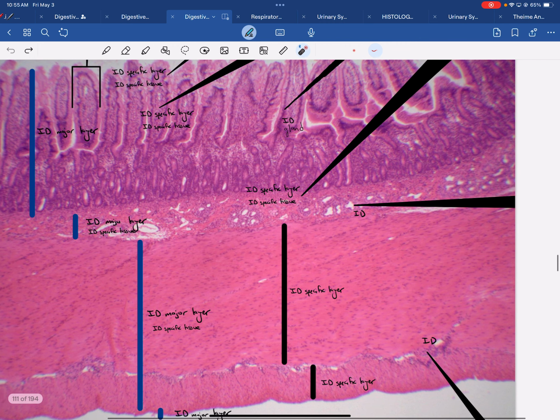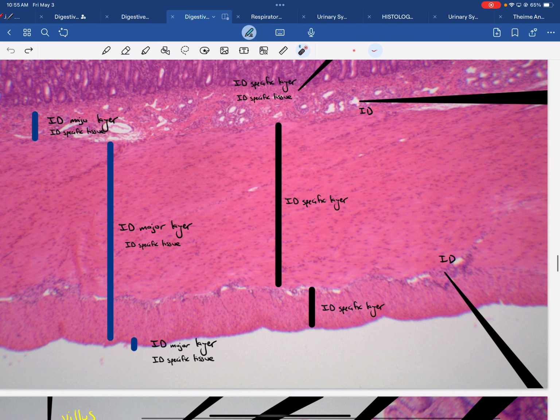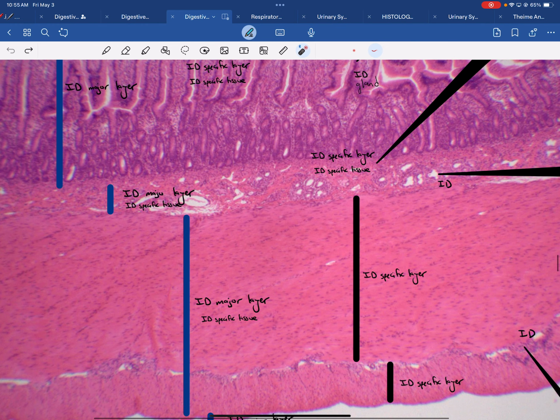And let's name some things on here that we didn't talk about yet. What is this? Myenteric plexus. Good, the myenteric plexus. Yeah, you always find it in between which two layers? The two muscular layers, so the longitudinal and circular. Good, so here's the outer longitudinal, and then here's the inner circular. Good.